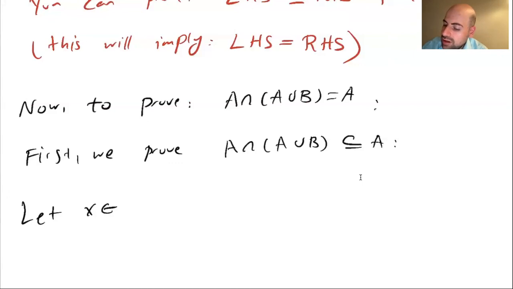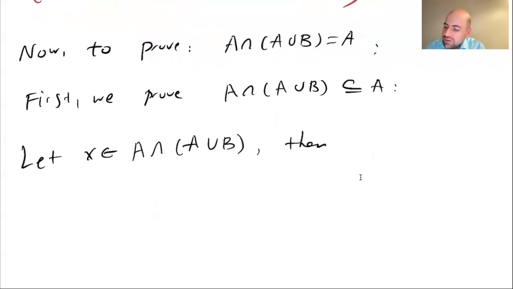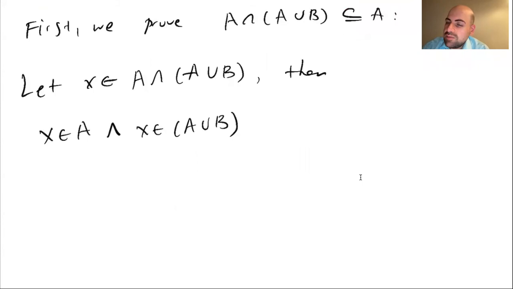let X belong to A intersection (A union B). Then by definition of intersection, if I know that X is in an intersection of two sets, it means it has to be inside both of those two sets. So then X belongs to A and X belongs to A union B. Well, there's a conjunction. So if there's a conjunction, that means both of them must be true, right? So that means in particular, X belongs to A. If X is in A and in something else, both are true. So in particular, the first one is true, so X belongs to A. So that means X belongs to the right-hand side. That's it. I started with X from the left-hand side, and I showed that X has to be in the right-hand side as well.